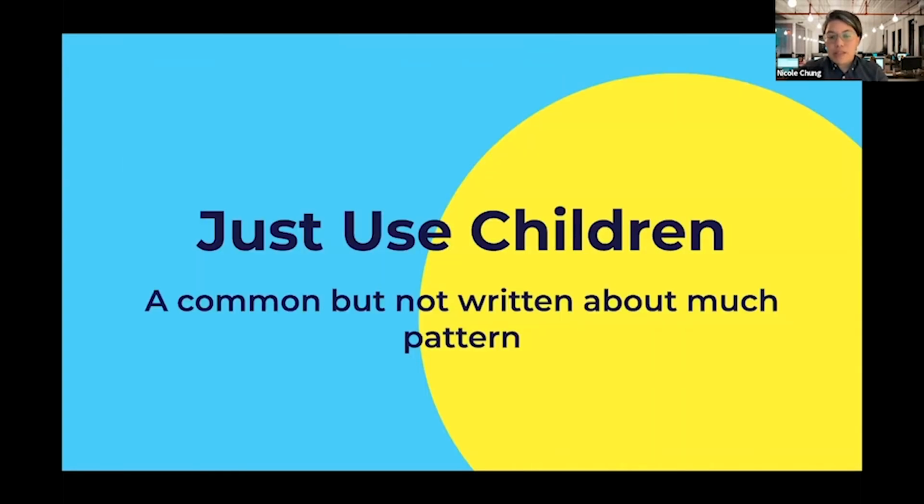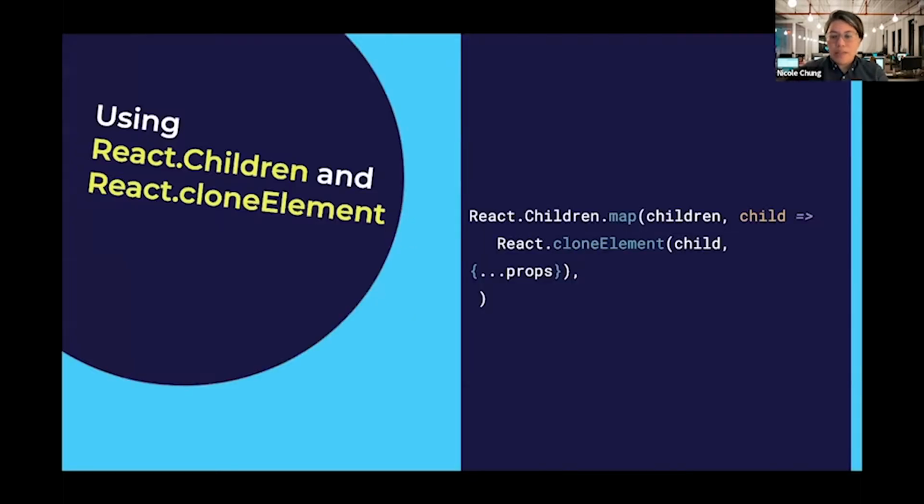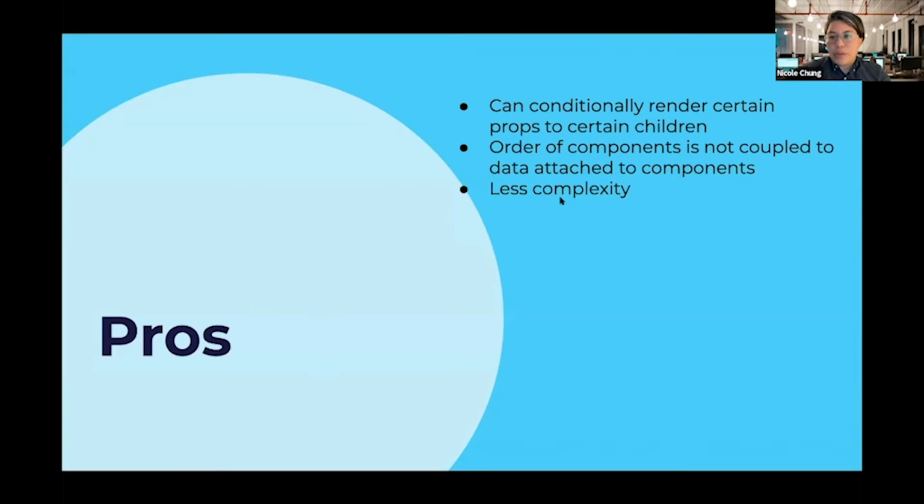But another way to do this is called this just use children pattern. It kind of looks like this, where you use React children, which maps over everything in the children prop, all the child components. And then by mapping over them and using React clone element, you can add other data and other props to that component. So there are some pros to this approach. You can conditionally render certain props to certain children. If that sounds complicated, I'll show you in the code demo.